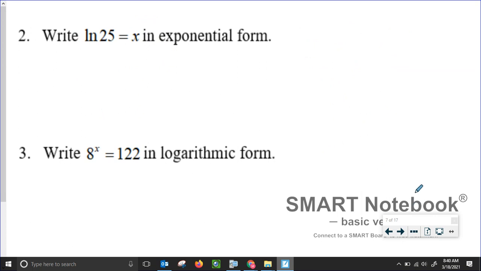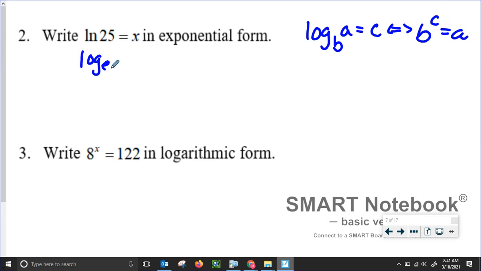All right, now it wants us to convert here from logarithmic form to exponential form. Again, we are simply using our definition of logarithm. So here, remember, ln is simply log base e. So it looks like this, and I want to rewrite it like this. This is simply e to the x equals 25. And that's it. You're done. You don't need to solve for x. It just says to write it in exponential form. This is it. You're done.